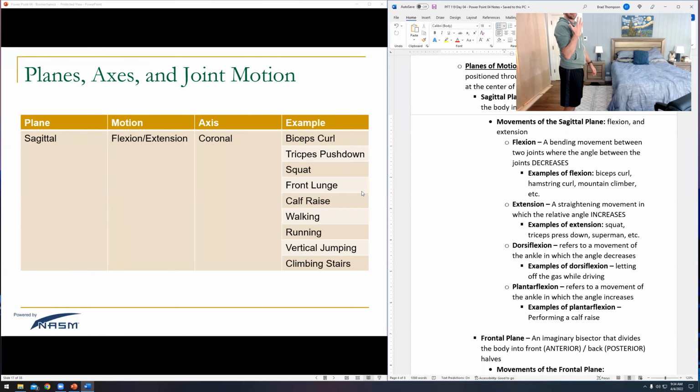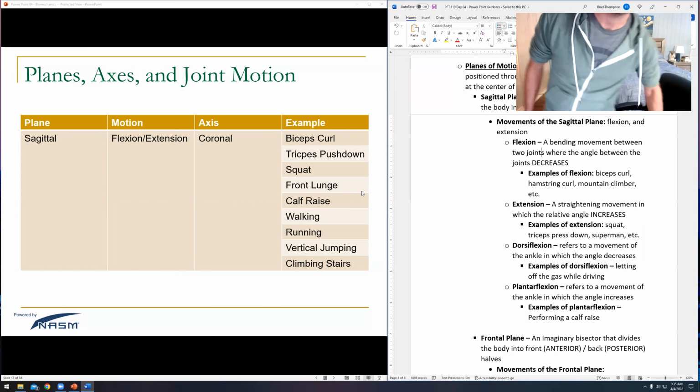Now we also have to have the opposite of that. The opposite is going to be extension. So flexion, extension. If I do that in my elbow, that's elbow flexion. If I did it in my shoulder, that's shoulder flexion versus shoulder extension. If I do it in my hip, that's hip flexion versus hip extension. That's how we're going to speak this language.